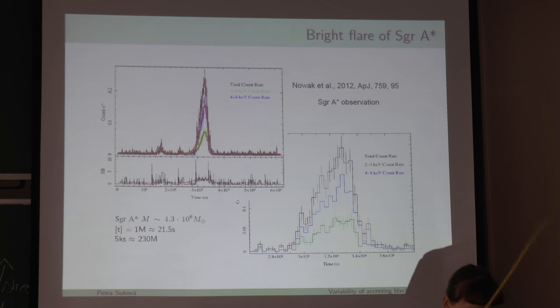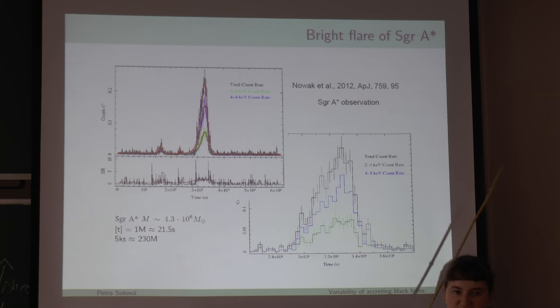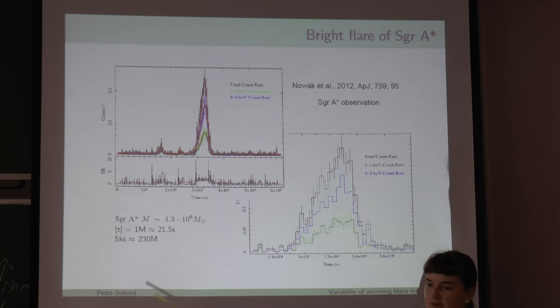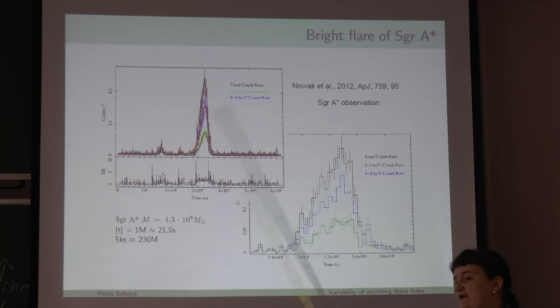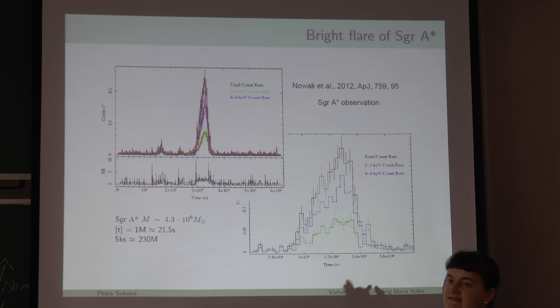An interesting thing is that it agrees very well with the time scale of the flare of Sagittarius A star, which was 5 kiloseconds, which is about 230 m. So we can imagine that there was some shock in the low angular momentum flow, and then the shock meets the last stable position and was just accreted very quickly.